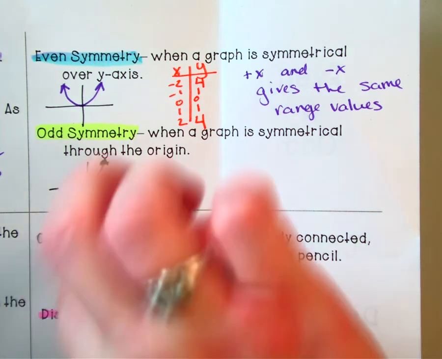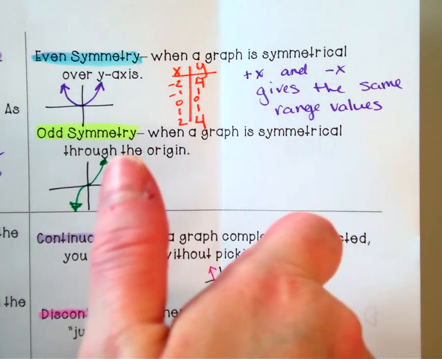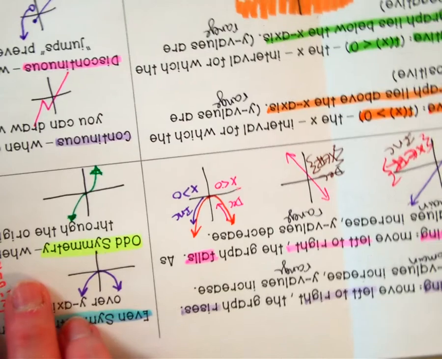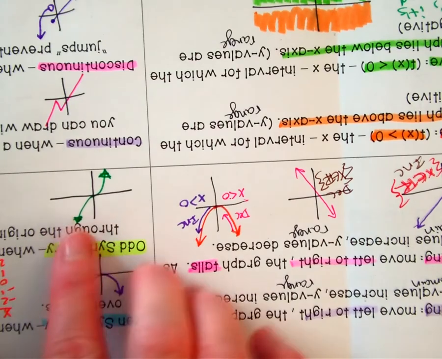I always like to think about it as if I took my paper and I flipped it 180 degrees, it would look exactly the same. So I would take it and I would still have the same function. That's the same graph I had when my paper was right side up. So symmetrical through the origin.